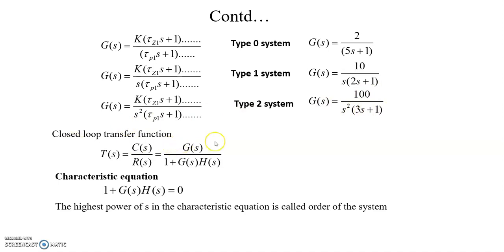The closed loop transfer function T of s is equal to C of s by R of s, which is equal to G of s by 1 plus G of s into H of s. The denominator function is nothing but the characteristic equation, which is equal to 0. The highest power of s in the characteristic equation is called the order of the system.